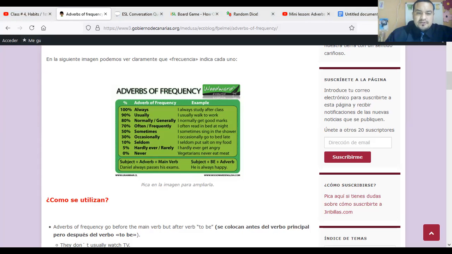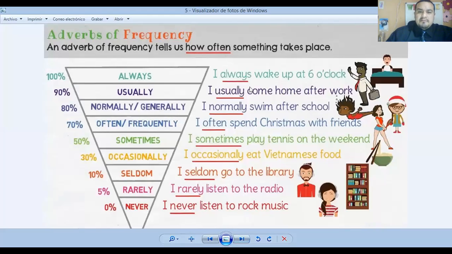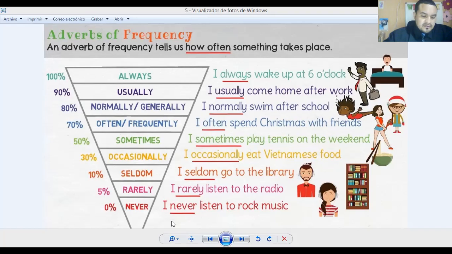There's another image that I want to present to you that describes adverbs of frequency. Help me read the adverbs of frequency in this image, please. Let's see, Rosalia. Always, 100%. I always wake up at 6 o'clock. 90% usually. I usually come home after work. 80% normally and generally. I normally swim after school. Often and frequently, I often spend Christmas with friends. Sometimes, 50%, I sometimes play tennis on the weekend. 30% occasionally, I occasionally eat Vietnamese food. 10% seldom, I seldom go to the library. 5% rarely, I rarely listen to the radio. And 0%, never, I never listen to rock music.